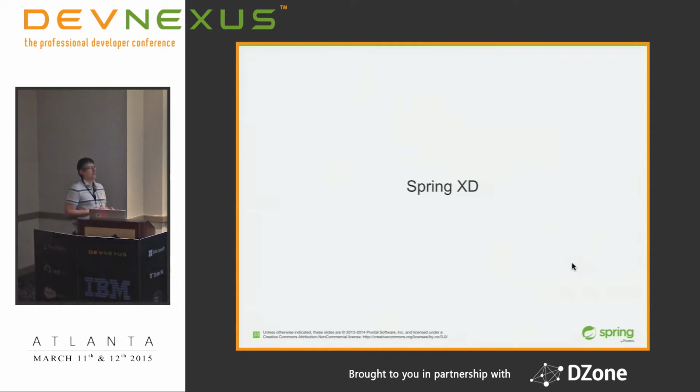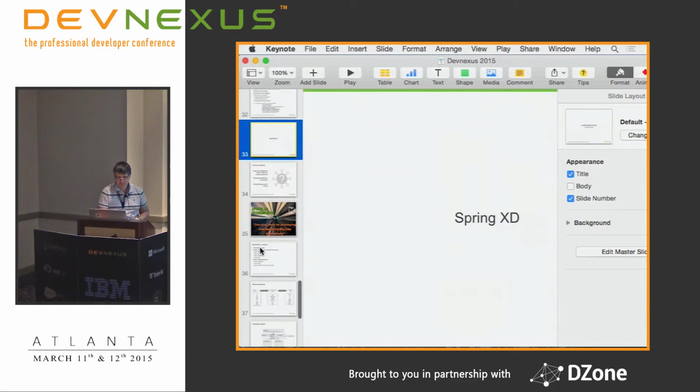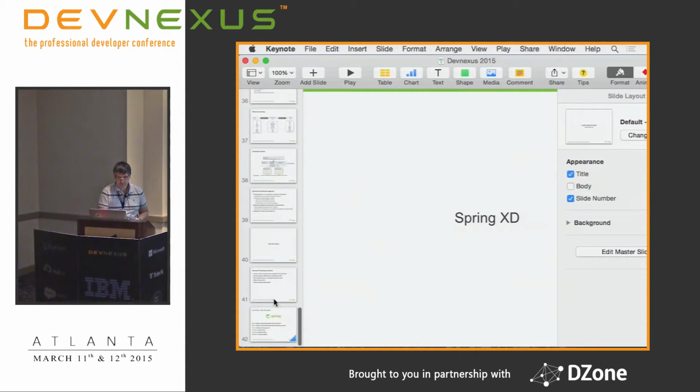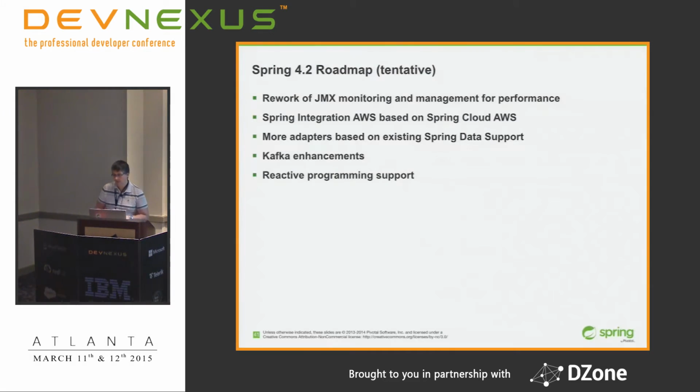So what I'm going to do next, let me do this. Let me tell you a little bit about the future of Spring Integration, and then I'll cue to Spring XD. So to stay on the topic of Spring Integration, here's what we would want to do next. Basically, it's already done. In fact, it's in the 4.2 trunk already, is the rework of JMX monitoring and management for performance.